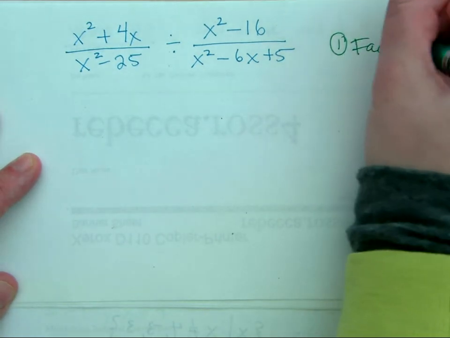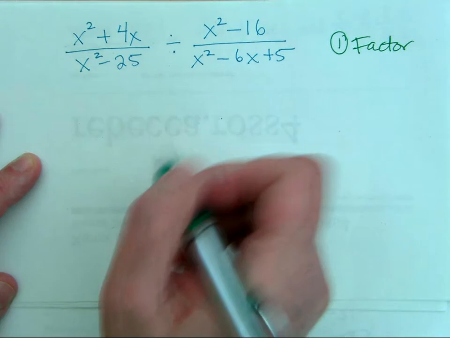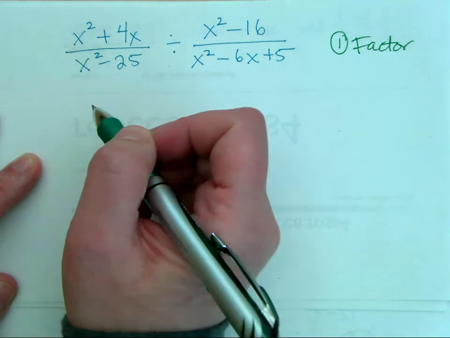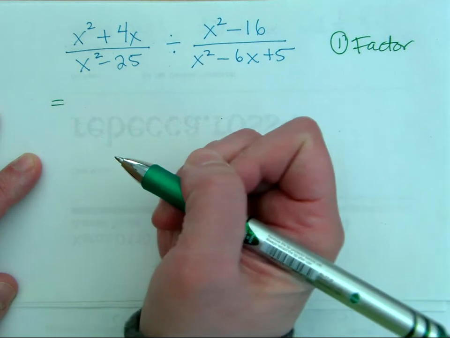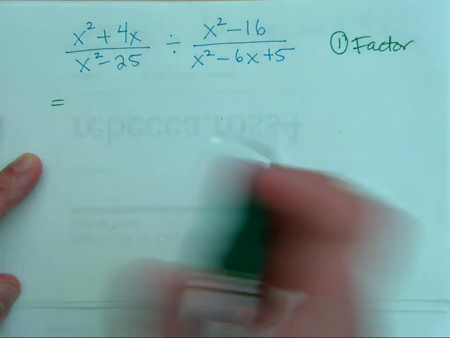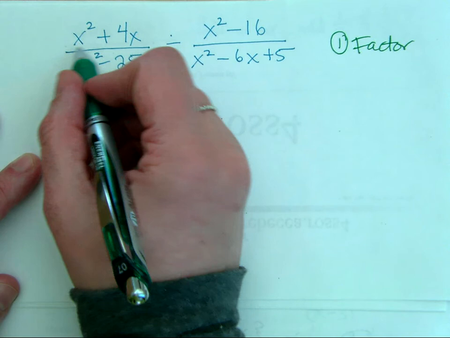Factor. So I'm going to factor every polynomial. How would you factor the first one? I'll line up an equal sign too. I'm going to show my work vertically and lining up an equal sign. So the first one, how do we factor it?